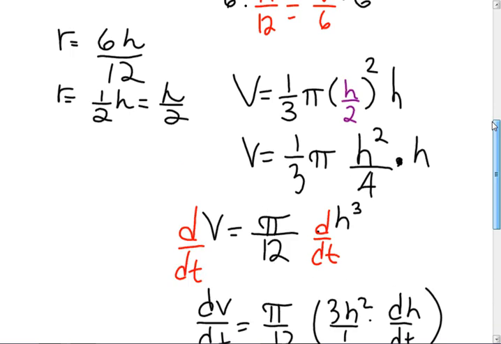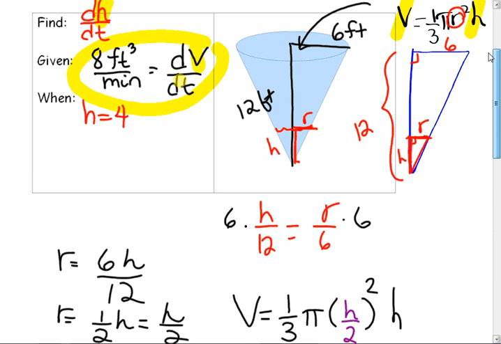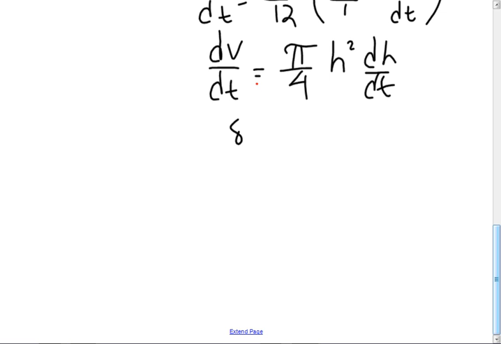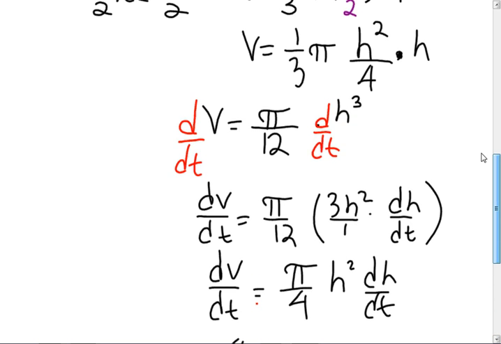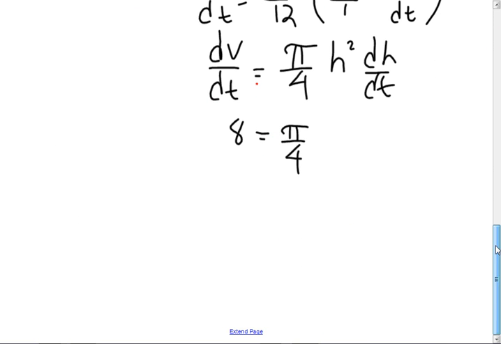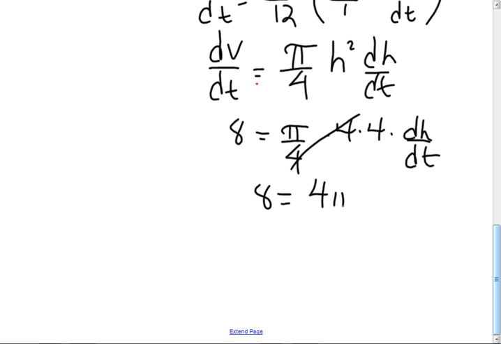Okay, can I put anything in here? What's dV dt? 8 equals pi over 4. What's H? Eric, what's H? It's 4. Now, I'm not going to square that. I'd probably do it wrong. Because what's going to happen to the 4s? They're going to cancel. So 8 equals 4 pi dh dt.